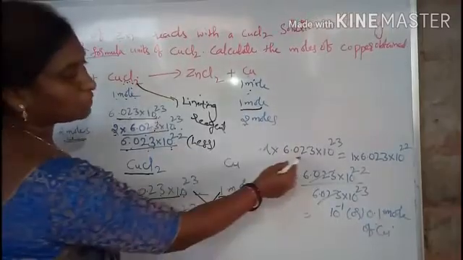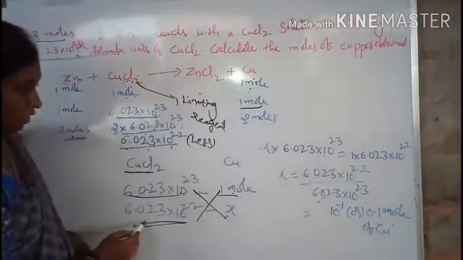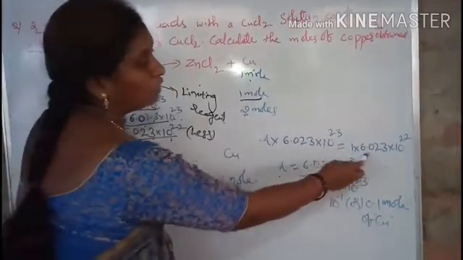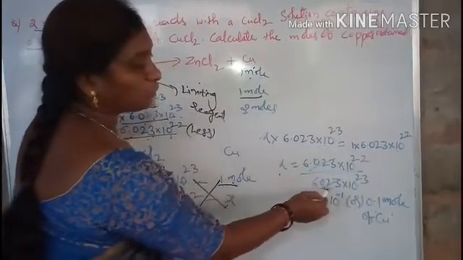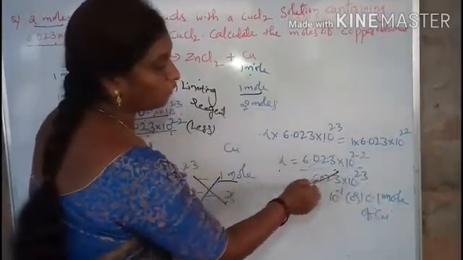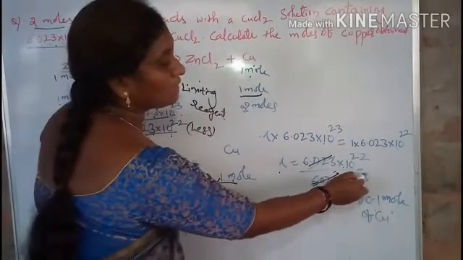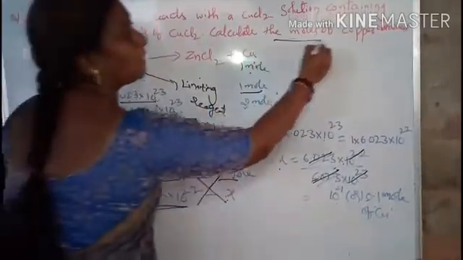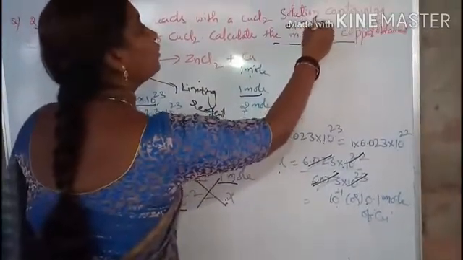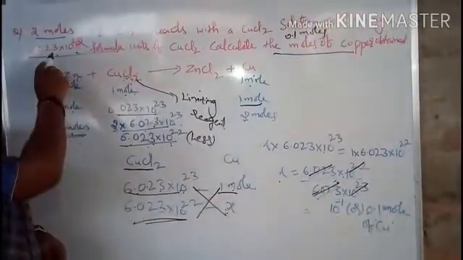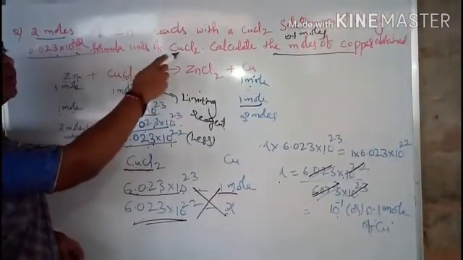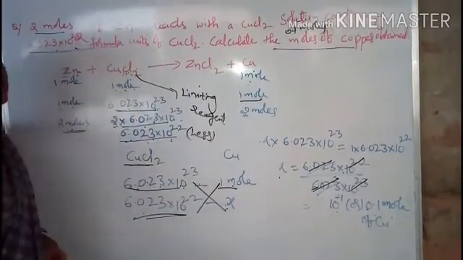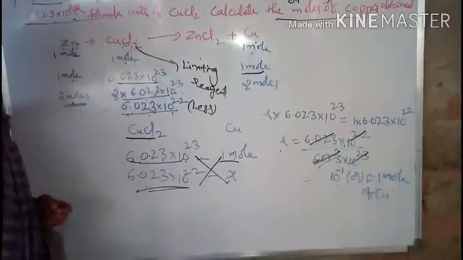X into 6.023 into 10 to the power 23 equals 1 into 6.023 into 10 to the power 22. So X is equal to 6.023 into 10 to the power 22 by 6.023 into 10 to the power 23. After cancellation, you will get 10 to the power of minus 1, or 0.1 moles of copper. So how many moles of copper is liberated? 0.1 moles of copper is liberated when 6.023 into 10 to the power 22 formula units of CuCl2 react with excess, that means 2 moles of zinc. Okay, so we'll go for one more problem in improve your learning.